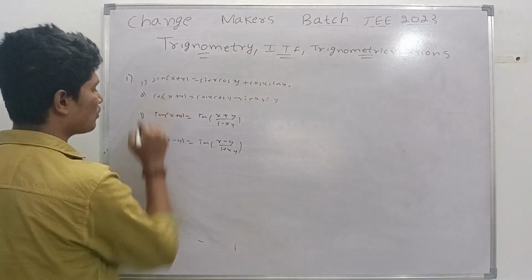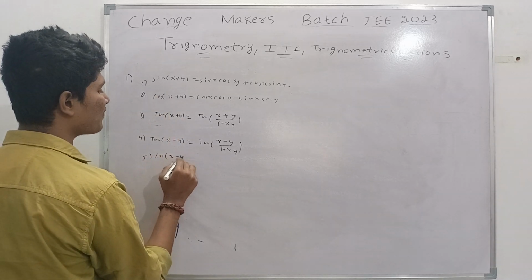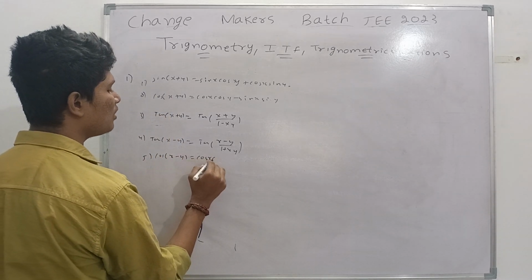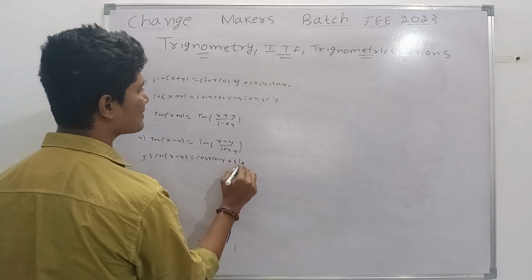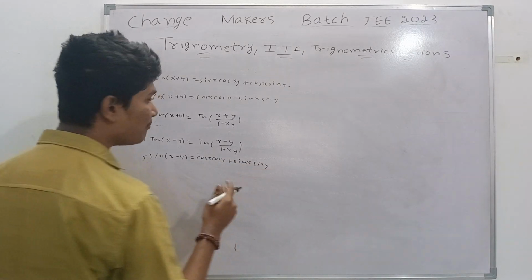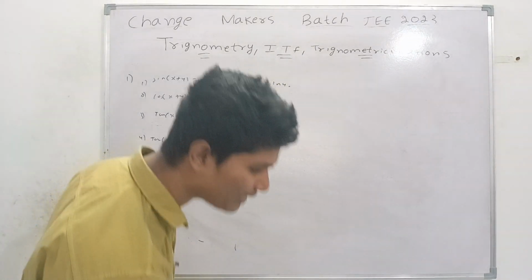Next, the fifth one, cos of x minus y. Cos of x minus y equals cos x cos y plus sin x sin y. Basically, I am explaining each and everything to you.